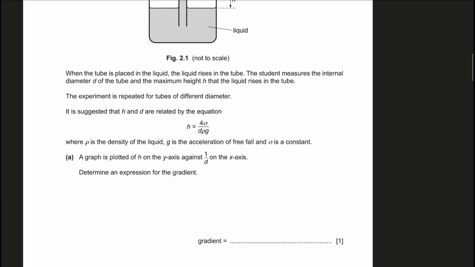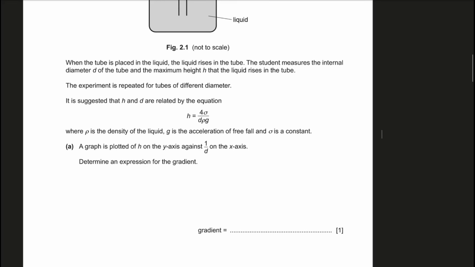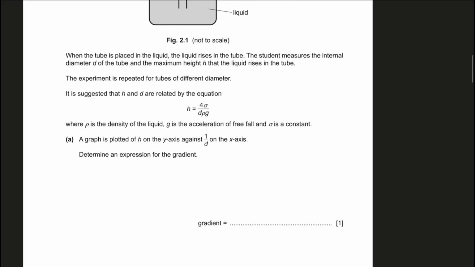Now the first thing that they want to do is draw a straight line graph using this equation. So they'll tell you what is plotted on the y-axis and what is plotted on the x-axis. In this case, h is plotted on the y-axis, 1 over d is plotted on the x-axis, and that will give us a straight line graph. Now, first part, you have to find the gradient, the expression of the gradient. You don't have to find the value of that gradient. So in this equation, what represents the gradient of the graph?